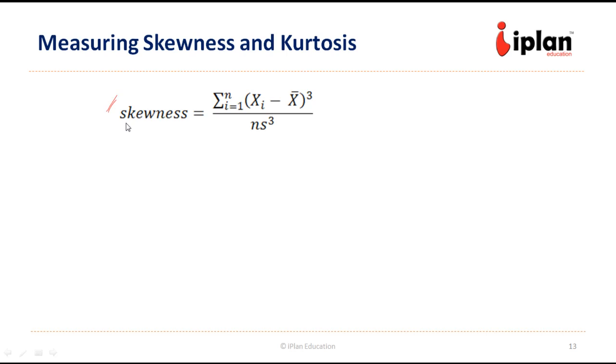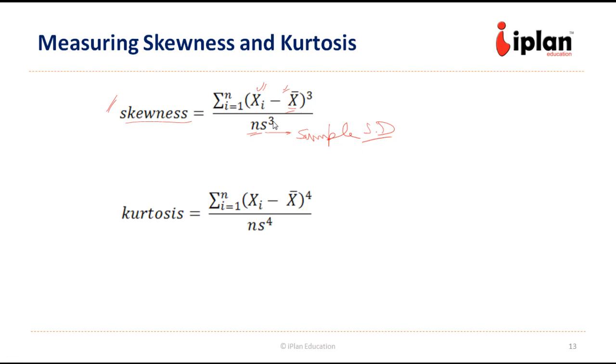So if you want to measure skewness, we have the value of random variable minus the mean or the expectation, cube of that, divided by the sample standard deviation, and n is the number of elements. Similarly, for kurtosis, we have summation of xi, the value of random variable, minus the expectation of random variable, to the power 4. Here we have third power. For kurtosis we have fourth power, divided by n, number of elements, s to the power 4, where s is again the sample standard deviation. So this is how we can calculate the skewness and kurtosis.